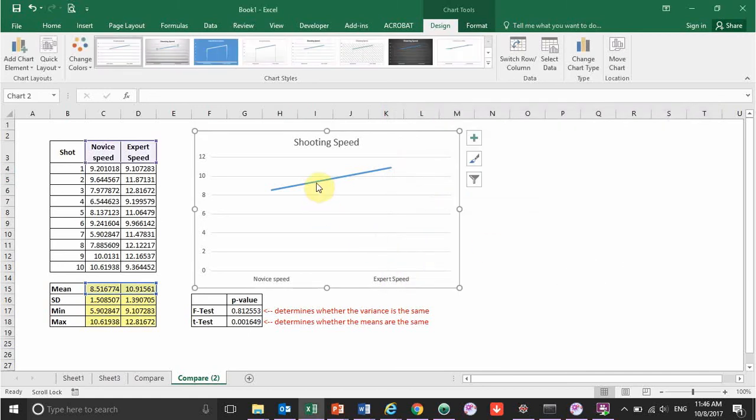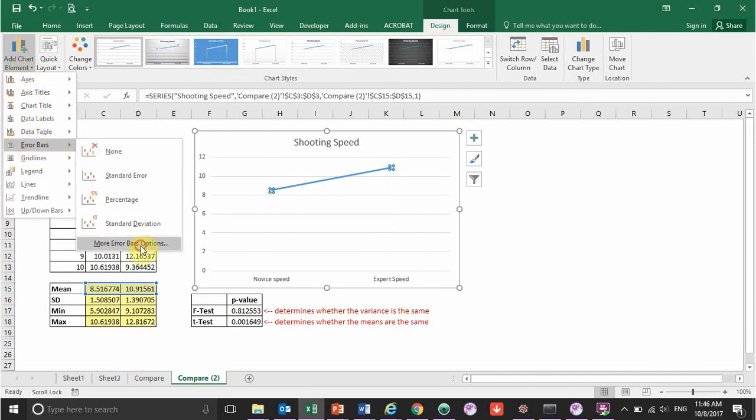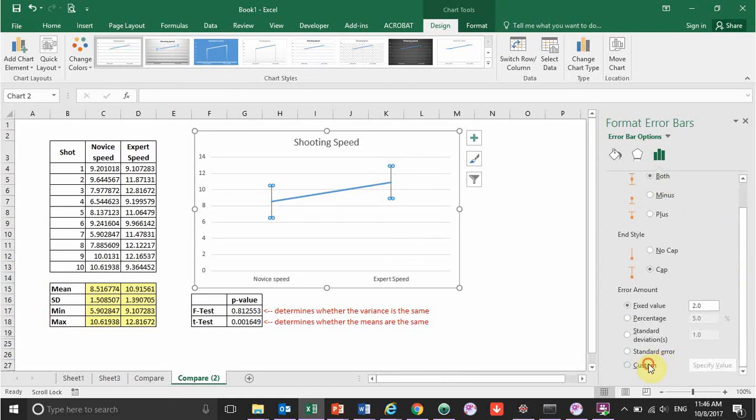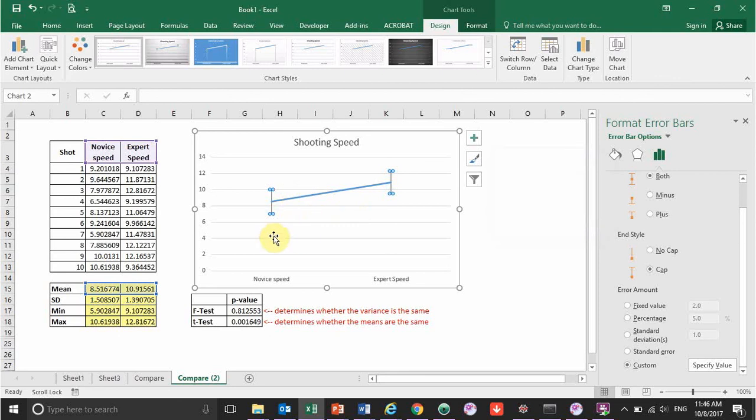Alright, not quite done yet. I'm going to still click on that line, say add chart elements, go to error bars, more error bar options. I want it to have error bars on both ends, and then I'm going to make it a custom value, specifying the top error bar must be the standard deviation, and the negative error bar must be the standard deviation. So standard deviation above and below the mean, and then click OK, and you'll see that would have updated.